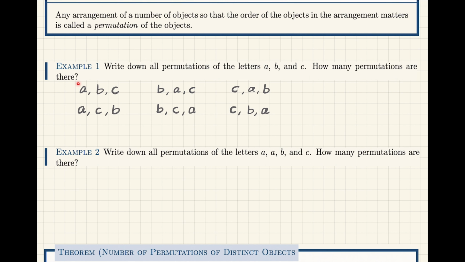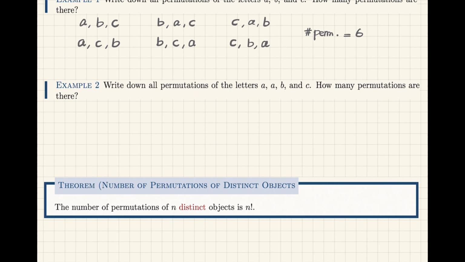Each one of these items that you can see here is called a permutation of the letters A, B, and C. So in total, there are 1, 2, 3, 4, 5, 6 permutations of these three letters. Yes, so here, how many permutations are there? So I would say that the number of permutations is equal to 6 in this case.